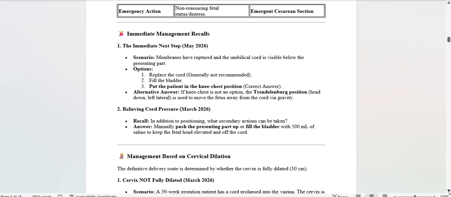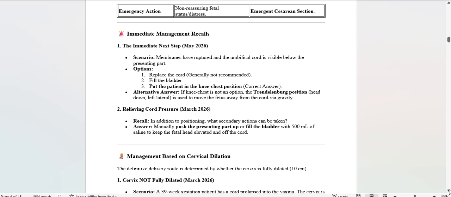Okay. So the next recall: membranes have ruptured and the umbilical cord is visible below the presenting part. Replace the cord? Definitely no. Fill the bladder? Yes, we can. Put the patient in knee chest position, that is the most important thing. If knee chest is not an option, then the other option is Trendelenburg position. Head down, and a full bladder is used to move the fetus away from the cord through gravity.